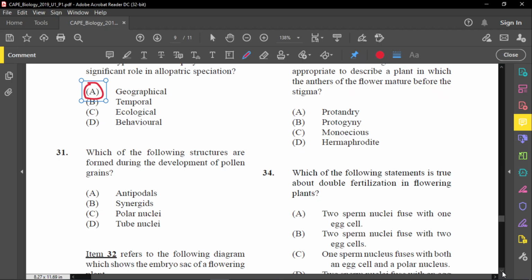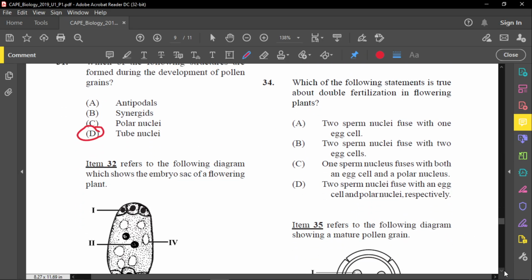And then when we talk about the polar nuclei, the polar nuclei will fuse with the sperm cell from the pollen grain to form the endosperm itself. And so the tube nuclei will be your answer, because the tube nuclei will form what they call the pollen tube. That is important to form during the pollen grain development. So when the pollen grain is developing, the tube nuclei will be developed and will form into the pollen tube. The other structures will be there already.